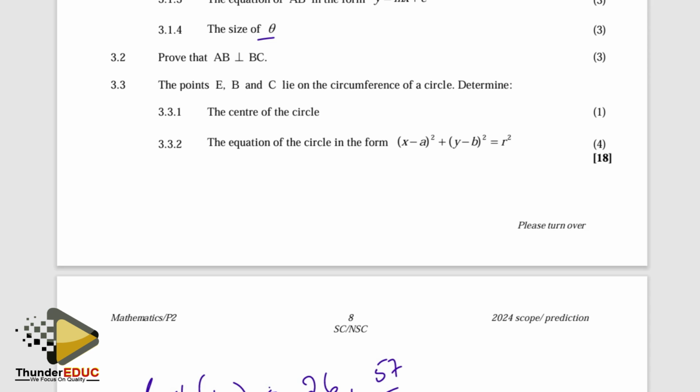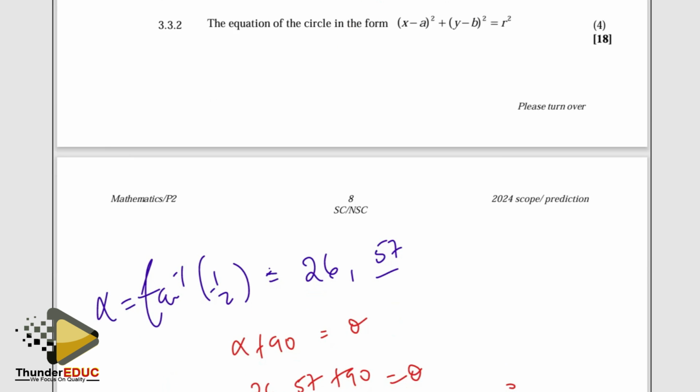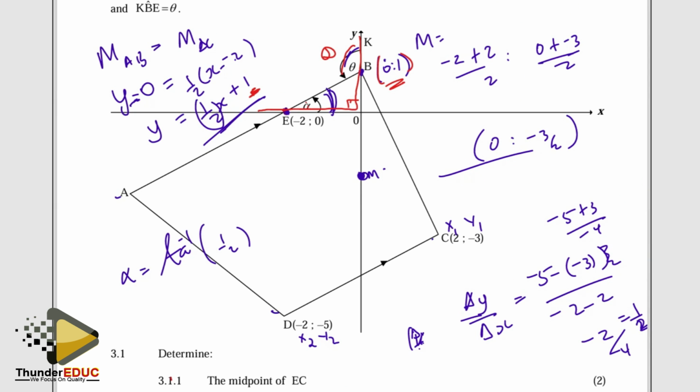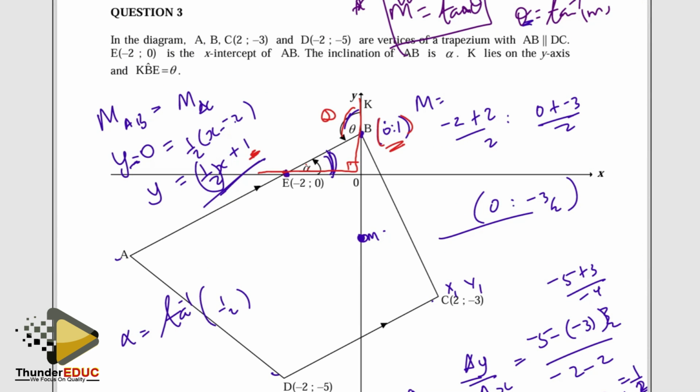What we know about perpendicular lines is that if we get the gradient of AB multiplied by the gradient of BC, we should be able to get -1. So this is what the question is asking for. Can we get the -1? If that is true, then we prove that the lines are perpendicular. We already have the gradient of AB, which is a half. All we need is the gradient of BC.